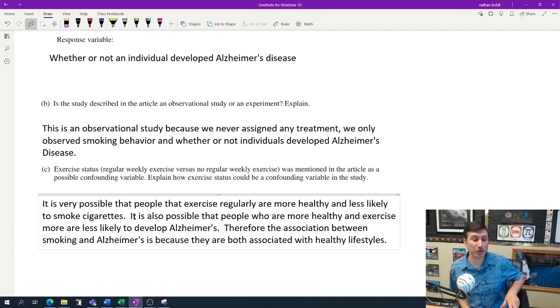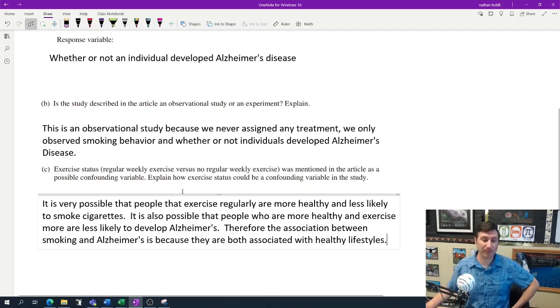You have to connect it to both. It has to connect to both the response and the explanatory variable somehow. And that's it. Hopefully that makes some sense.